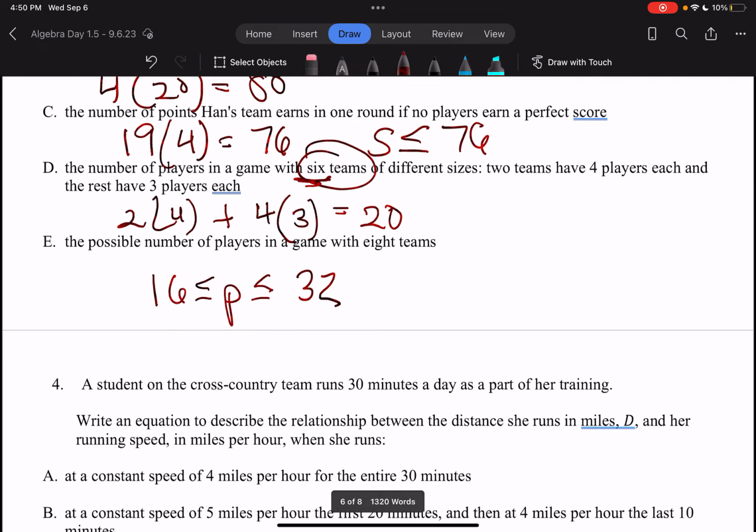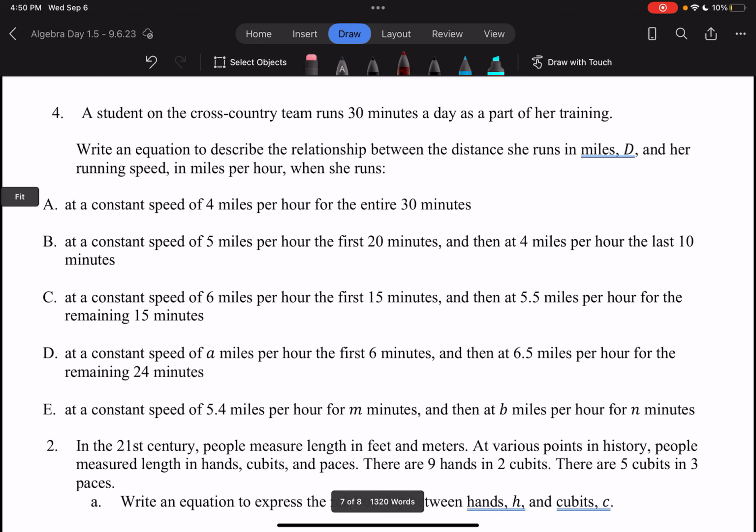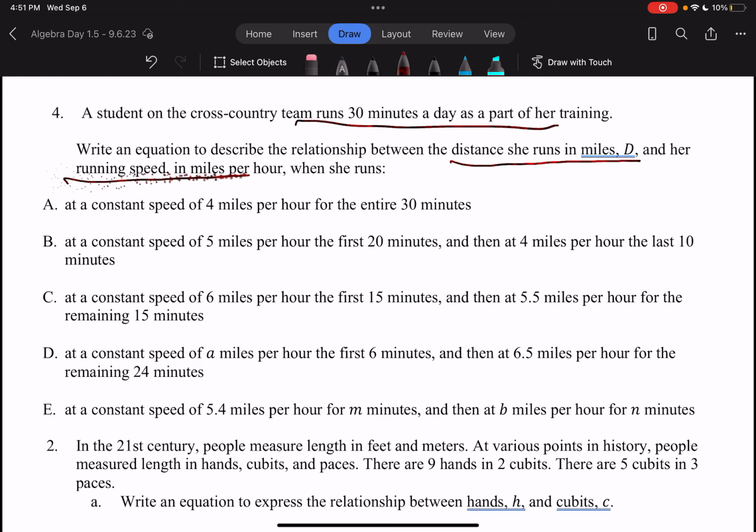All right. Number 4, a student on the cross-country team runs 30 minutes a day as part of her training. Write an equation to describe the relationship between the distance she runs in miles and her running speed in miles per hour when she runs. All right, so we'll notice we're doing miles per hour, but it told us 30 minutes. That's really important because 30 minutes in hours is a half an hour or 0.5 hours.